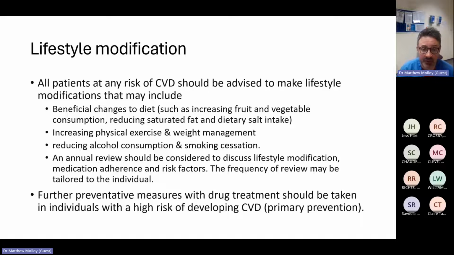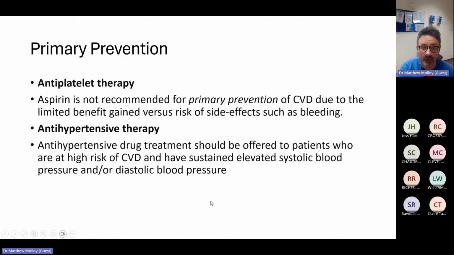And an annual review should be considered to discuss lifestyle modification, medication adherence, and risk factors. And the frequency, again, as I've said, of the review may be tailored to the individual. So further preventative measures with drug treatment should be taken in individuals with a high risk of developing cardiovascular disease. So just an overview of primary prevention.